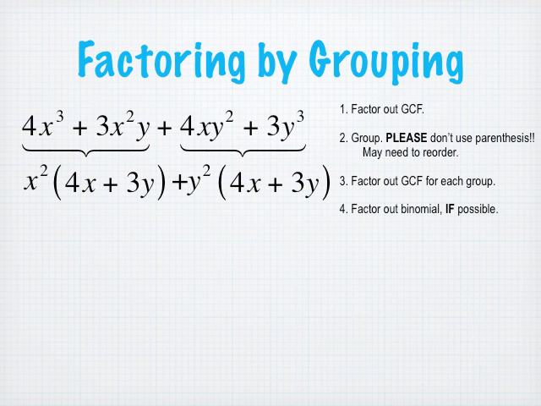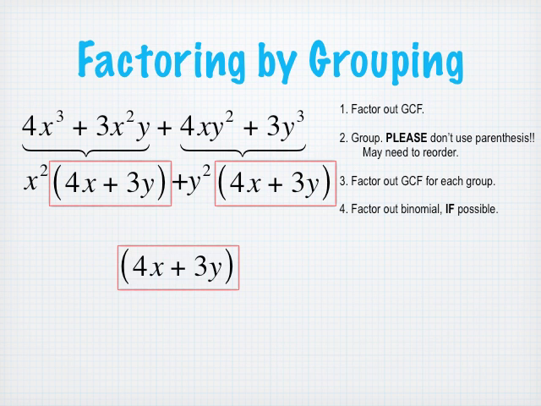Is there anything that those 2 terms have in common? Yes, they each have the 4x plus 3y. Since they each have that, I can factor it out. What am I left with from the first term? Just left with the x squared, and I'm just left with y squared from the second term. So that is how it factors.